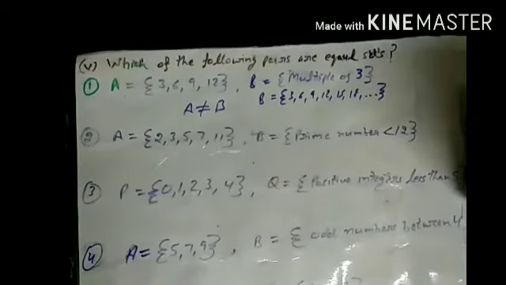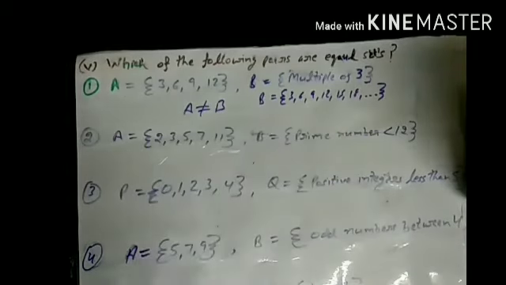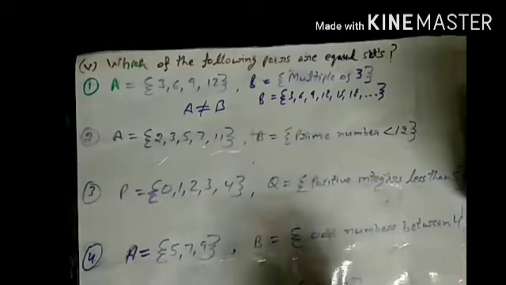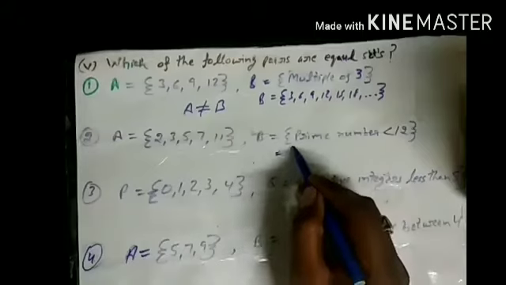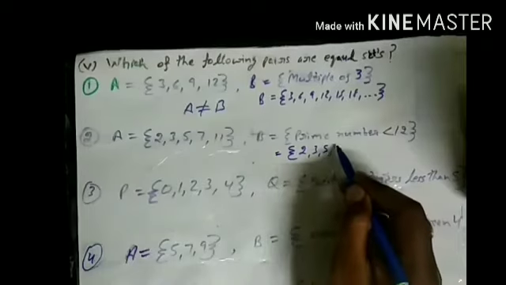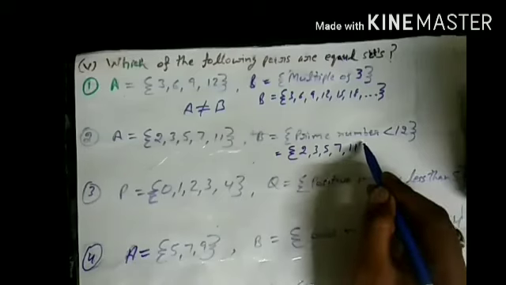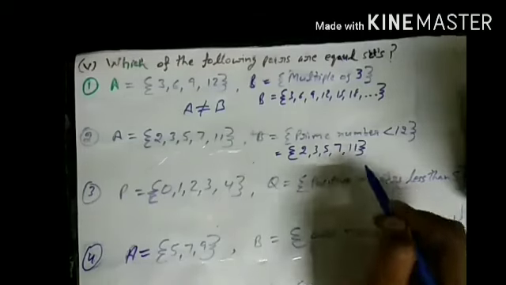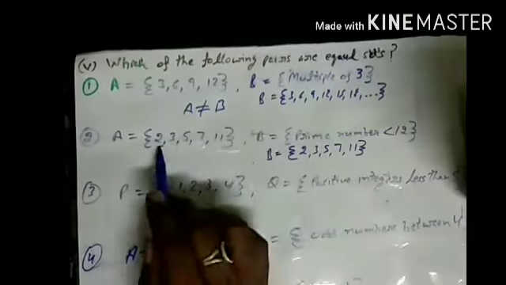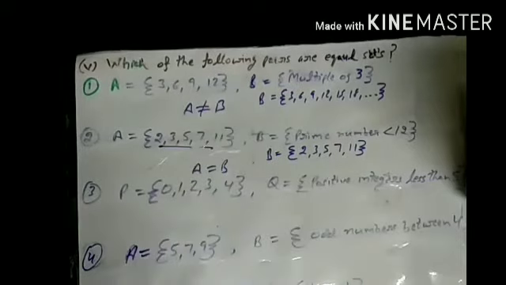Now question number 2. Set A has the elements 2, 3, 5, 7, 11 and set B is prime numbers less than 12. First I will write this in roster form. The first prime number is 2, after that 3, then 5, then 7 and after that 11. But these should be less than 12, so I will not write 13 and I will close the set here. Here I see that all the elements of set A and B are the same. Therefore set A is equal to set B.